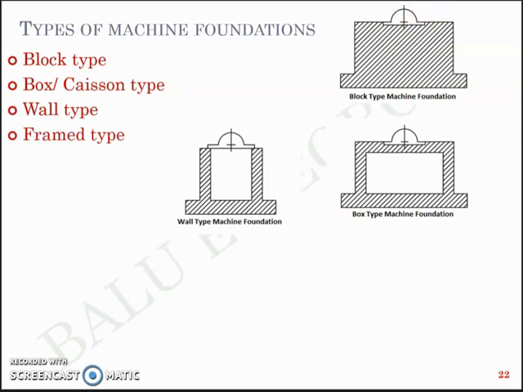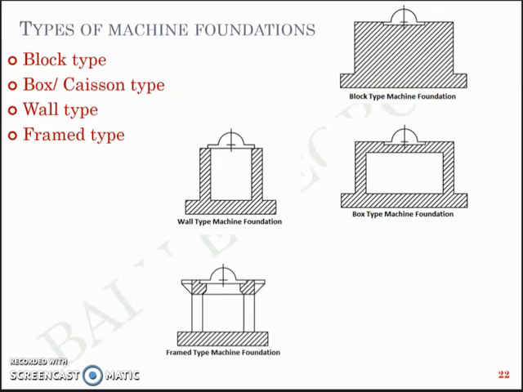Now the next one is a framed type, which means it does have a pillar and beam kind of system, like a frame structure that resembles a framed building, and the machine is kept over that frame. So block type, box type, wall type and frame type.